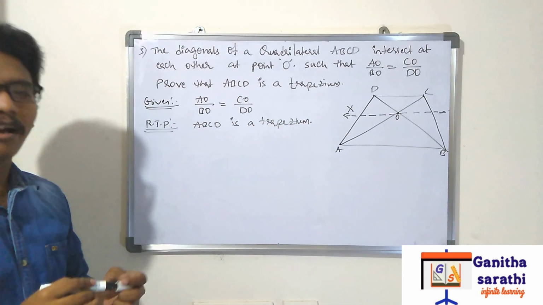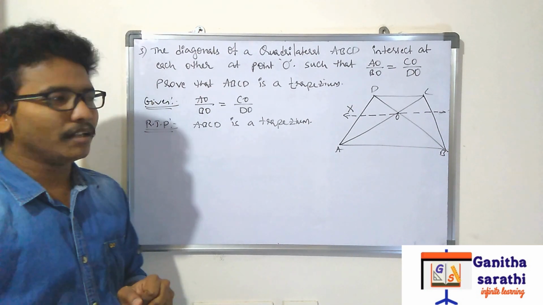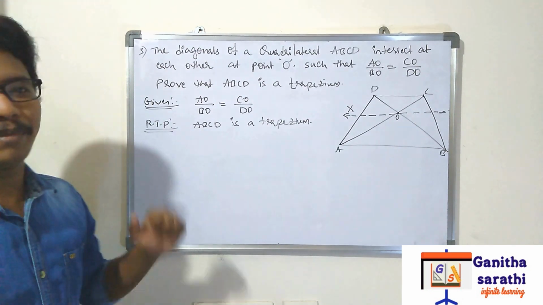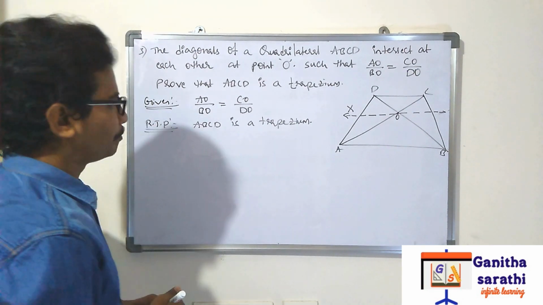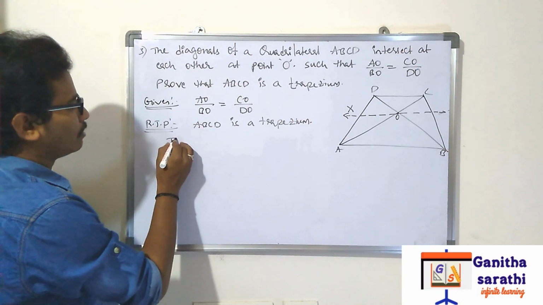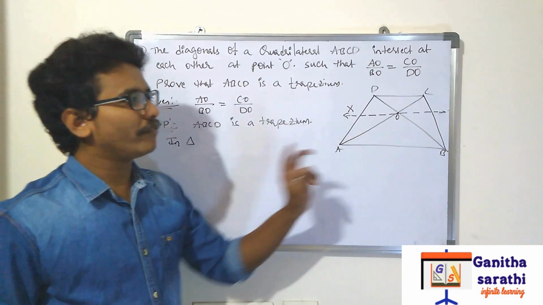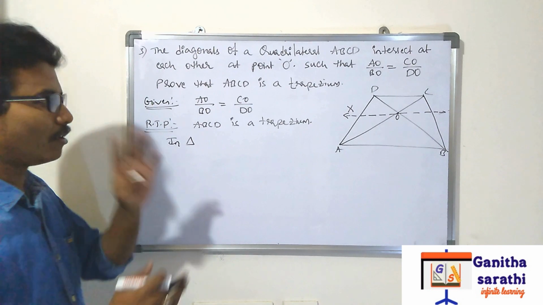A trapezium should have one pair of parallel sides, right? Only one pair of parallel sides, then you can say that it is a trapezium. Okay, we will prove that one. Now in this triangle, I am just drawing a figure, okay? I did not draw it before.